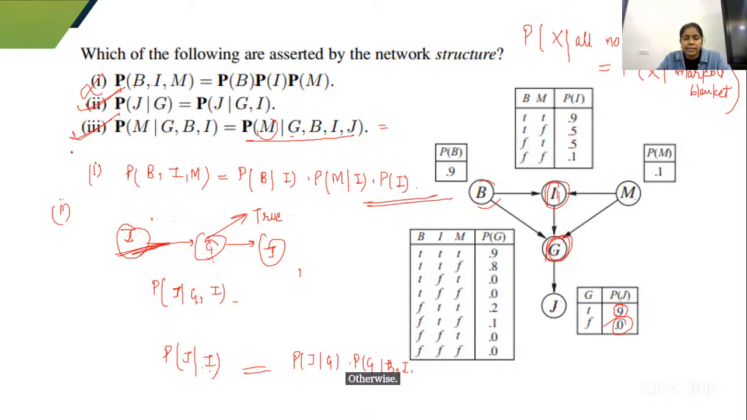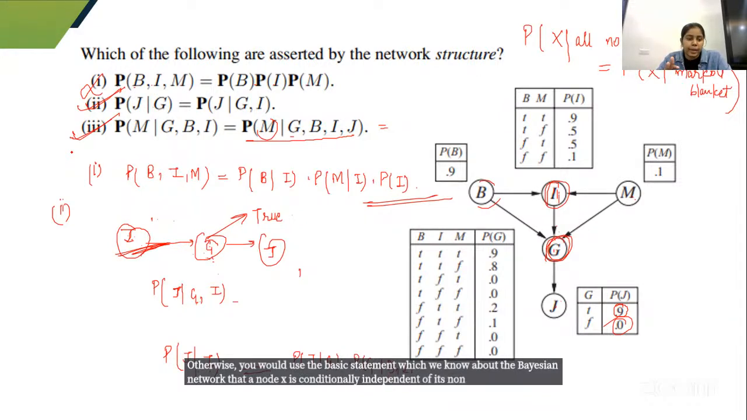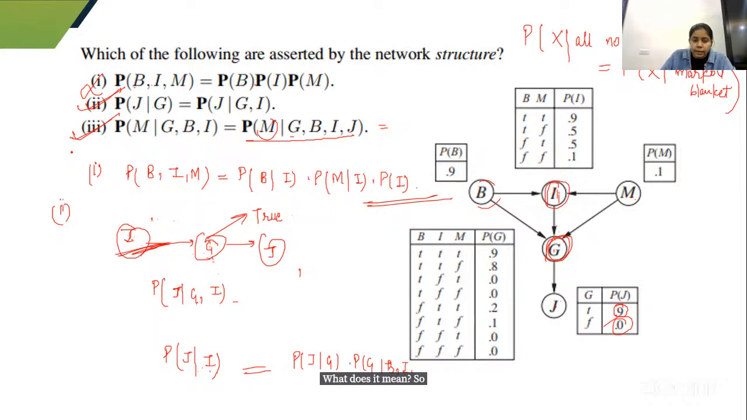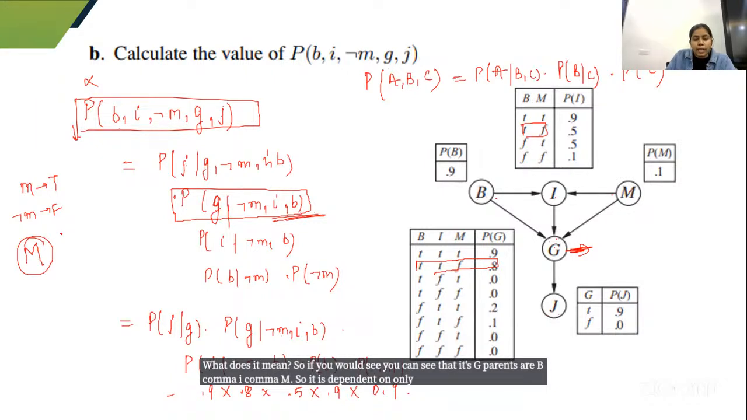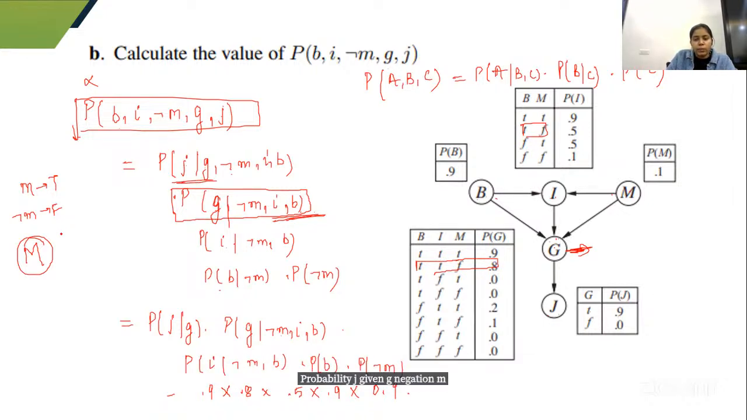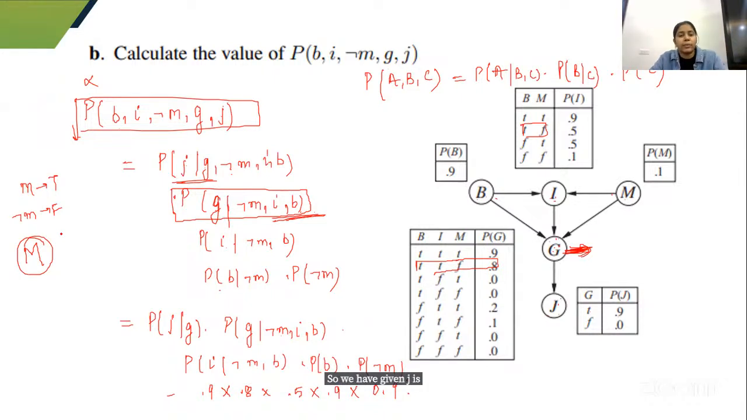Otherwise, you would use the basic statement which we know about the Bayesian network, that a node X is conditionally independent of its non-descendants given its parents. What does it mean? If you see here, G's parents are B, comma I, comma M, so it is dependent only on these values. For probability J given G, negation M, comma I, comma B, you need only G here, right? If I do not go for Markov blanket, I need only G, because given its parent, a node X is conditionally independent of all its non-descendants. Like these are its non-descendants. It is not coming from them given its parents, right? So we are given J's parent G, so it does not depend on any other node. Is it clear, guys? Where to use Markov blanket? Ajay, is it clear where to use Markov blanket?